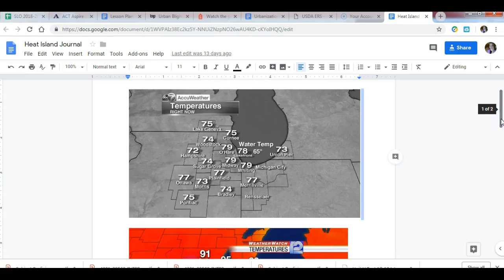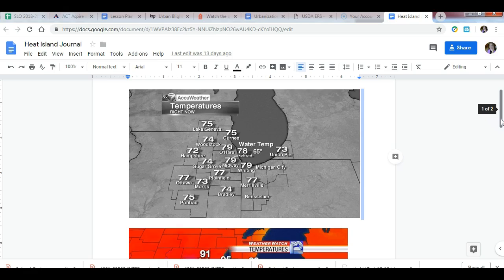So look at the picture on your desk. If we look at this, we have temperatures. And what we need to see is where the temperatures are the hottest. So if we look at the top map, where is the temperature the highest? Which places?